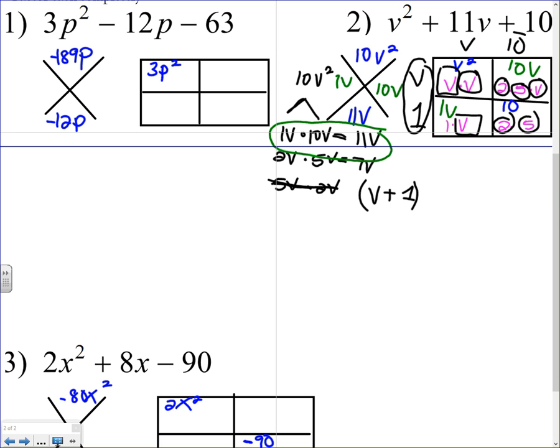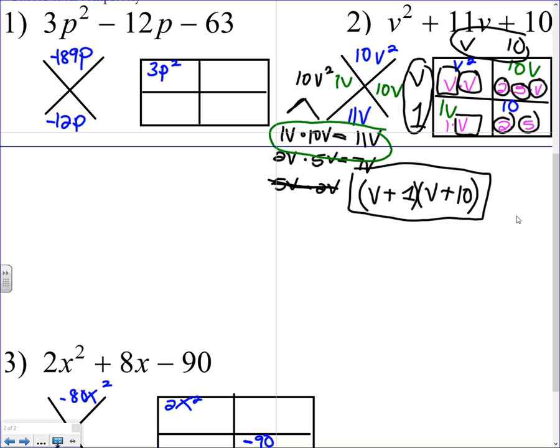Now, this will give me parentheses v plus 10. So that's it. I have factored them already. I have factored them. Okay. So the factors are v, parentheses v plus 1, and parentheses v plus 10. Okay. Now I picked that one because that's easy.